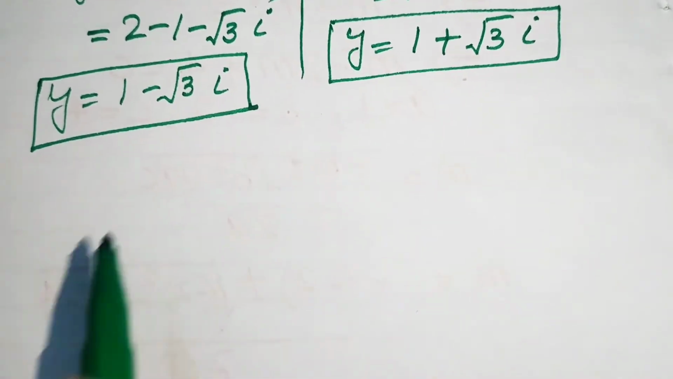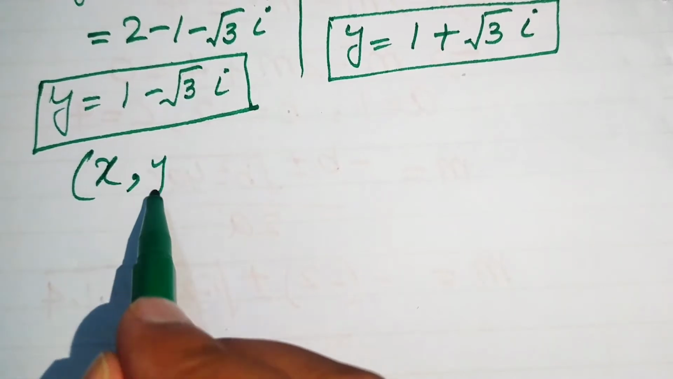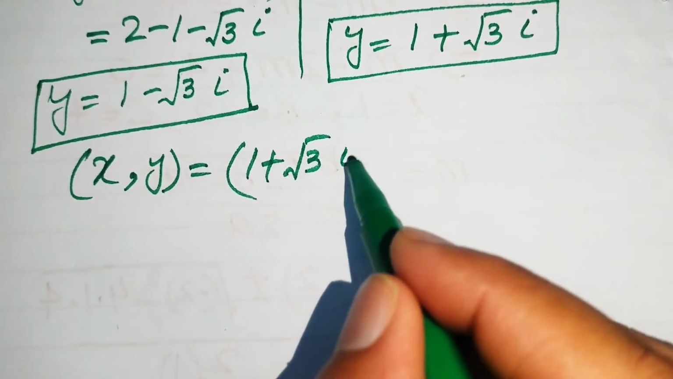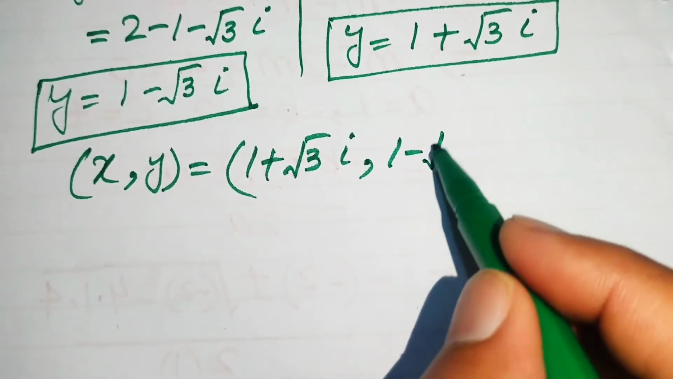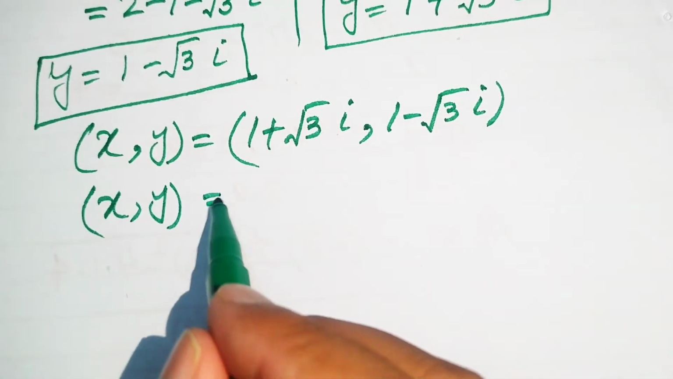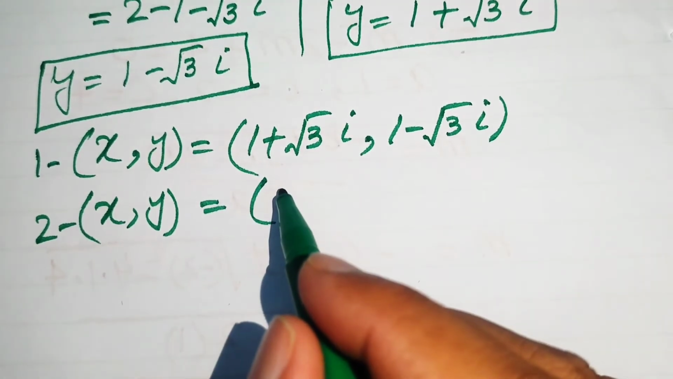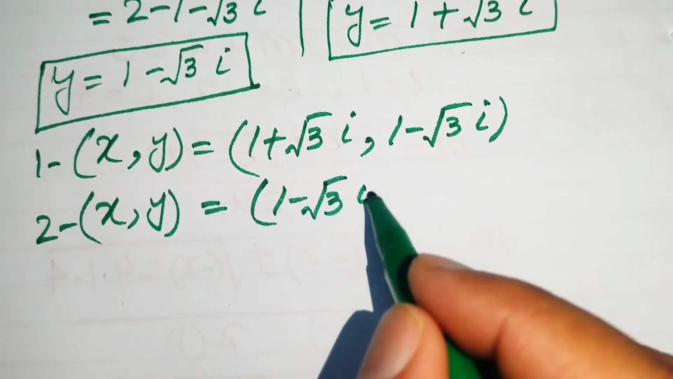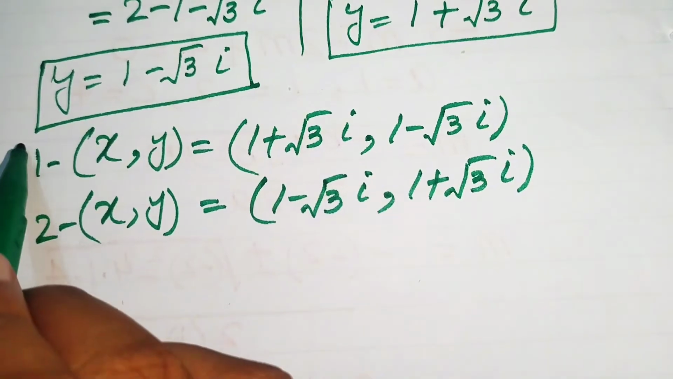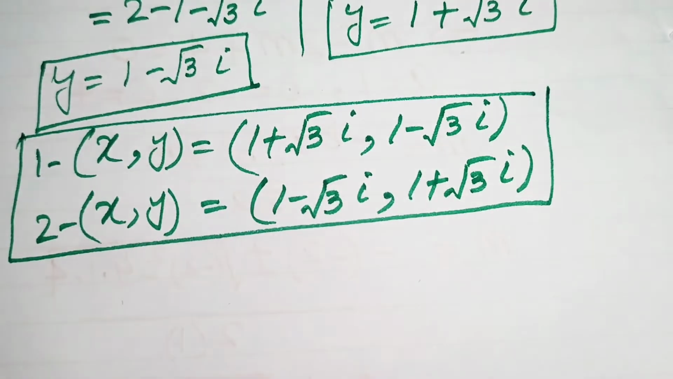So here we have two solutions of the given equation. The first solution is x, y equals 1 plus square root of 3 iota, and y is 1 minus square root of 3 iota. And the second solution is x, y equals 1 minus square root of 3 iota, and 1 plus square root of 3 iota. So these are the two solutions of the given equation, and both solutions are complex.